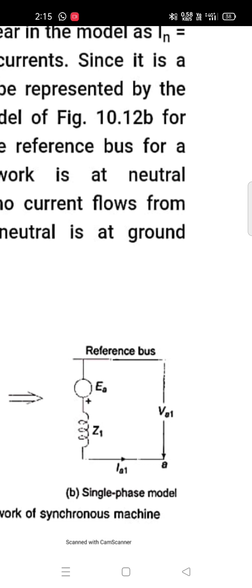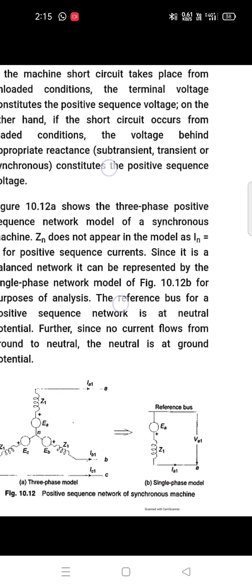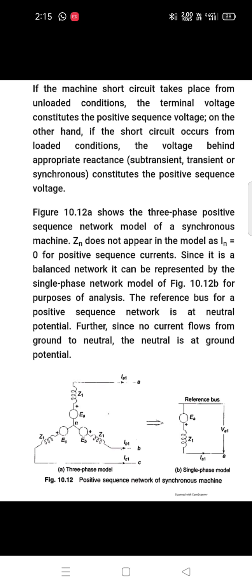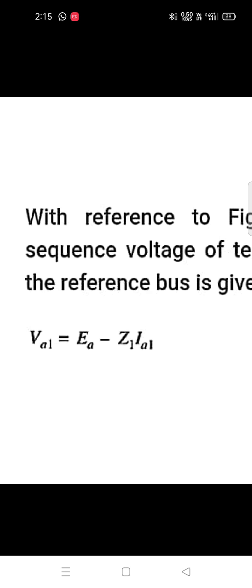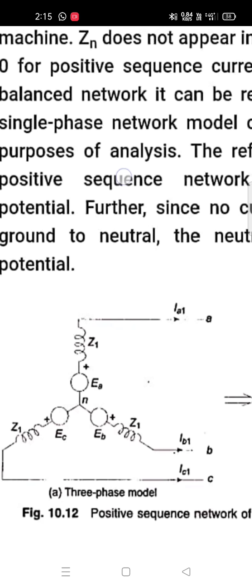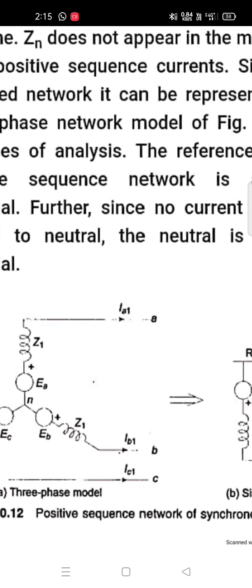With reference to figure B, the positive sequence voltage of terminal A with respect to the reference bus is given by Va1 equal to Ea minus Z1 into Ia1. Here Va1 is Ea minus Z1 Ia1.